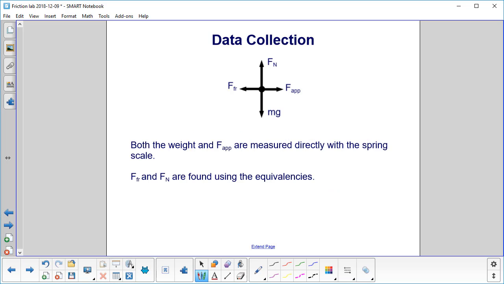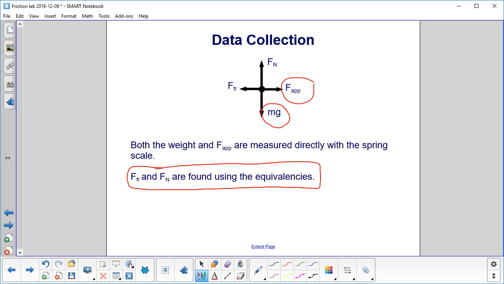What are we actually measuring here? We're measuring the applied force with the spring scale as we pull the object, and hopefully earlier, and if you haven't, do it now, we measured the weight by hanging the mass on the spring scale. We will be calculating the friction force and the normal force by just saying that if we're pulling at a constant velocity, the friction force will equal the measured applied force, and the normal force will equal the measured weight.